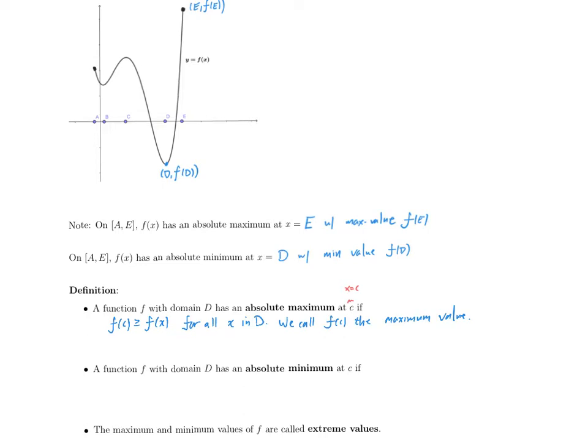So similarly, we would say that a function has an absolute minimum at some input x equals c if the function output at c is smaller than every other possible output. So that would be to say f of c is less than or equal to f of x for all x in D. And similarly, as you might have guessed, we now call f of c the minimum value.